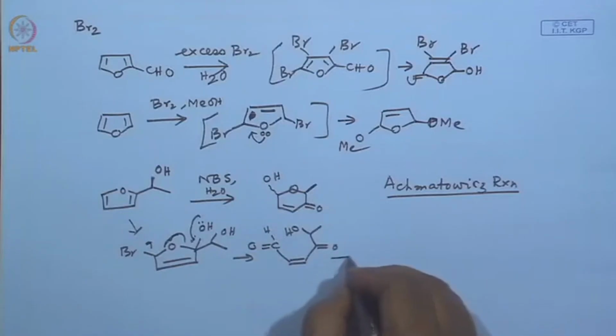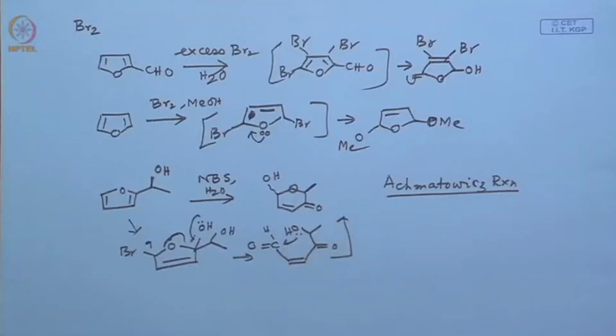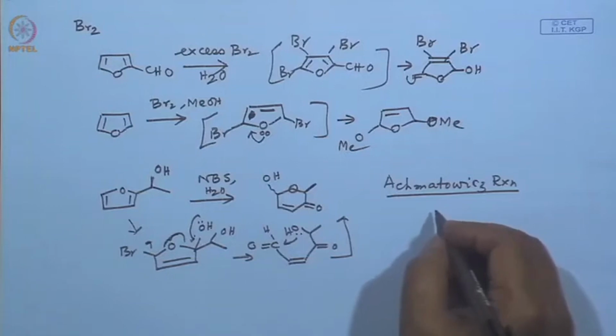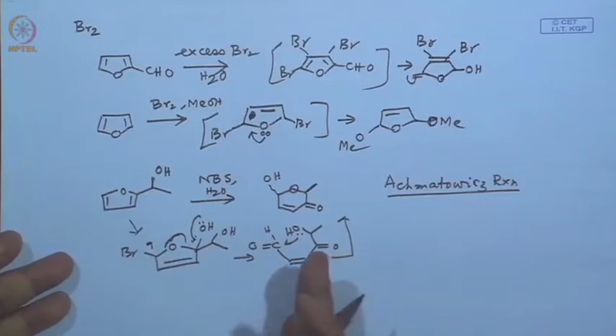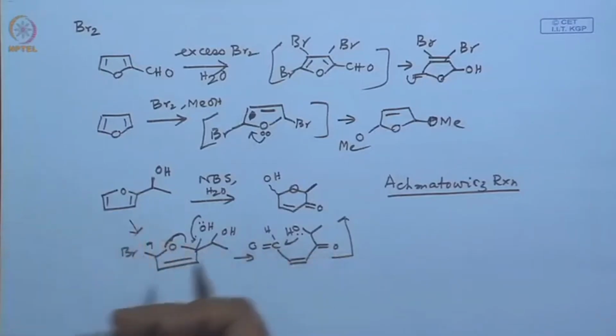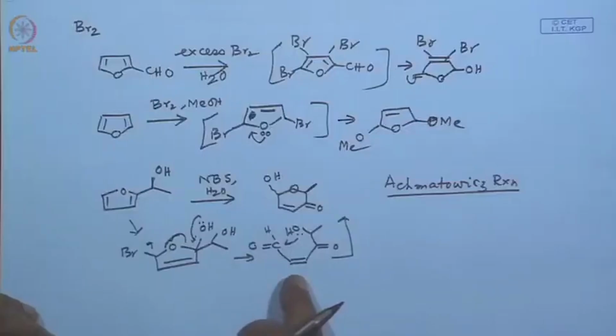Ring closing takes place. This is a very useful reaction, and this particular reaction is now named the Achmatowicz reaction. If you look at the mechanism, it is a very simple one: addition, ring opening, and ring closing. Chemistry wise, it is not a great one, but it has been used on several occasions, especially the pyranone substrate, which is very useful in many synthetic transformations.